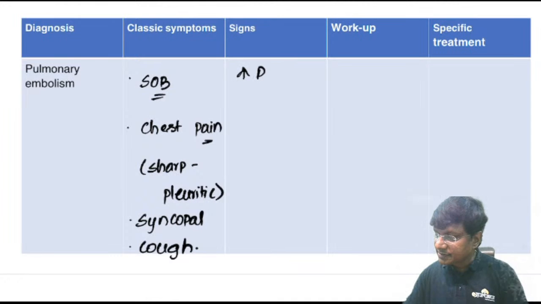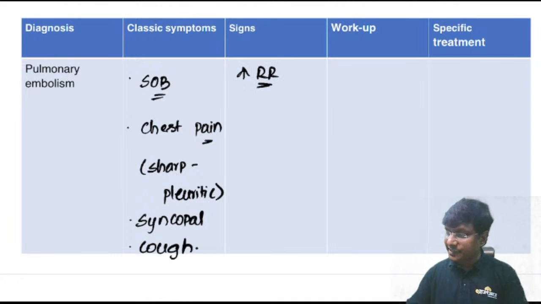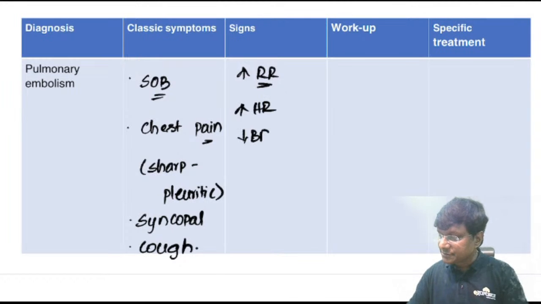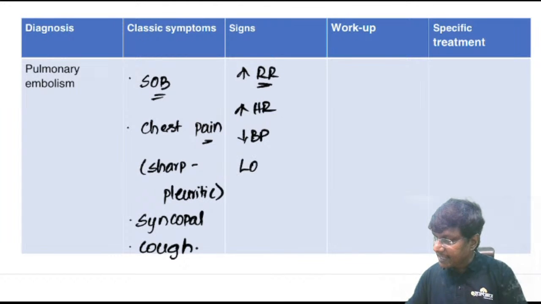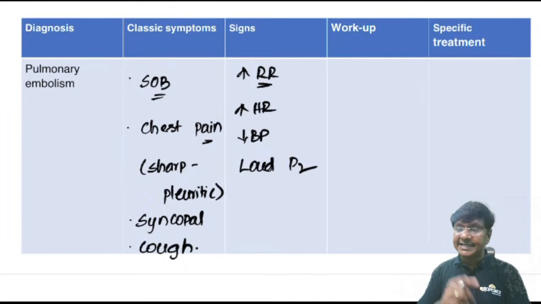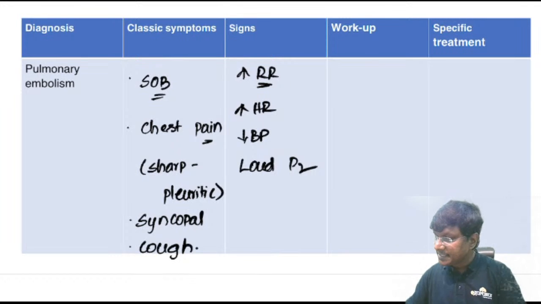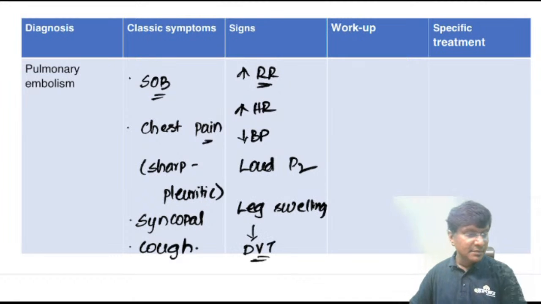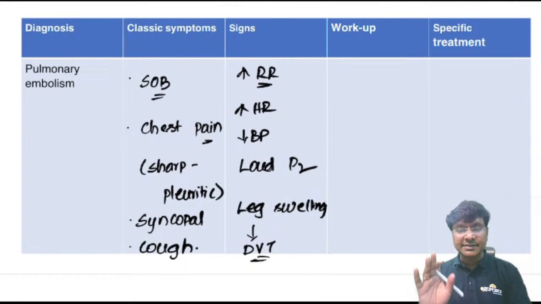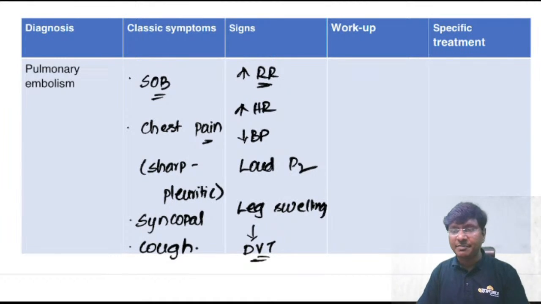And what will be the signs? There will be respiratory distress. Respiratory rate is increased. The heart rate will be increased, more than 100 per minute. There will be hypotension. And when you auscultate the second heart sound, you will have a loud P2. That is because of development of pulmonary hypertension. And there can even be leg swelling. But when will you have this leg swelling? If the patient has DVT, then they can have this leg swelling. So this is about the signs in pulmonary embolism.